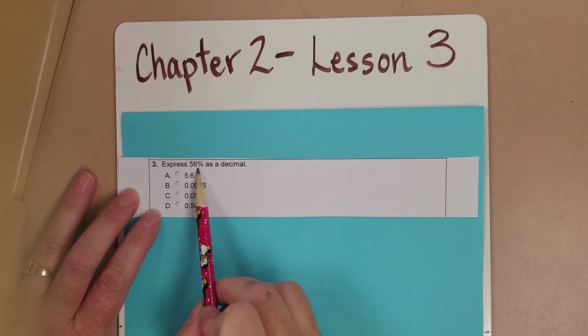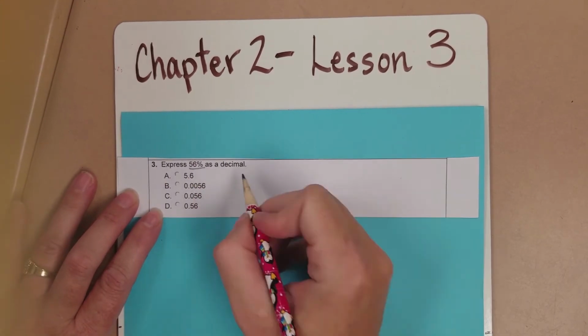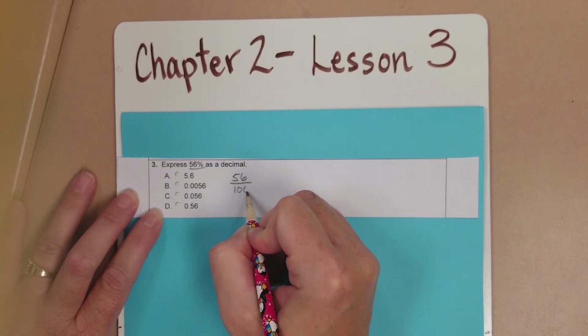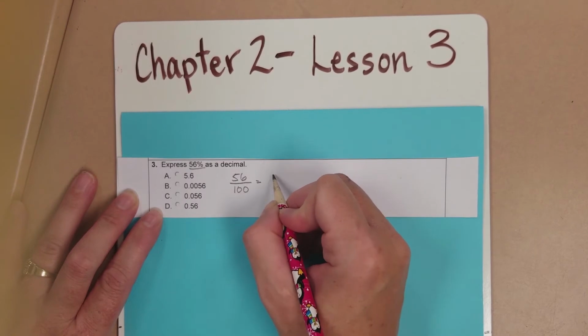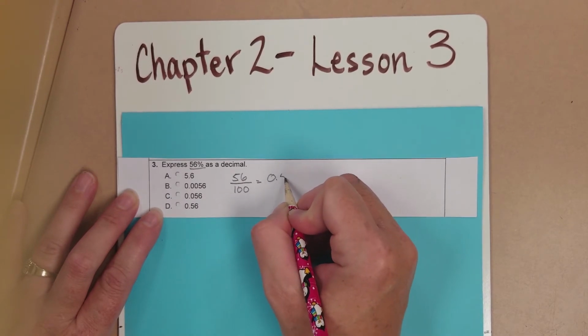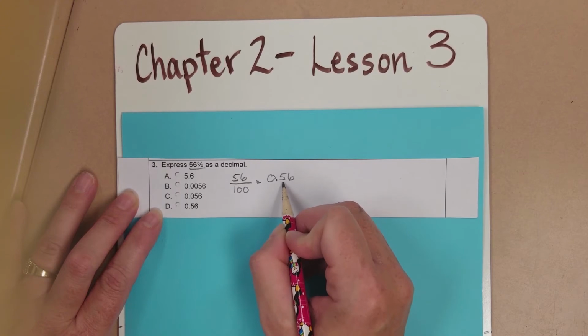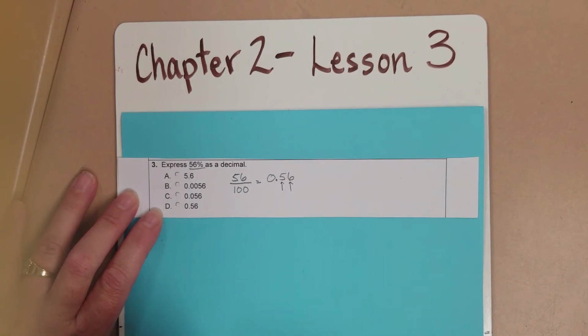Express 56% as a decimal. 56% is 56 per 100. We can write that as 0.56 because this says 56 hundredths. The 5 is in the tenths place, the 6 is in the hundredths place.